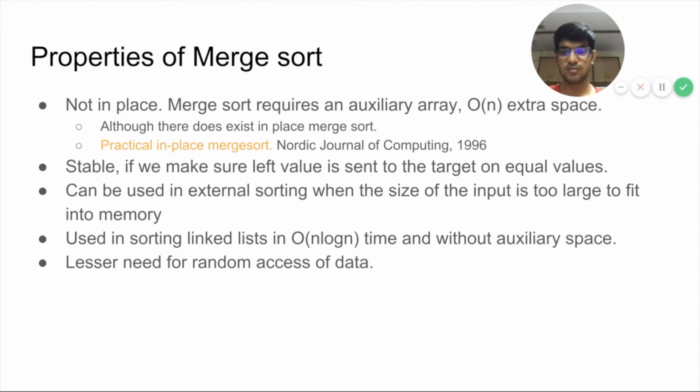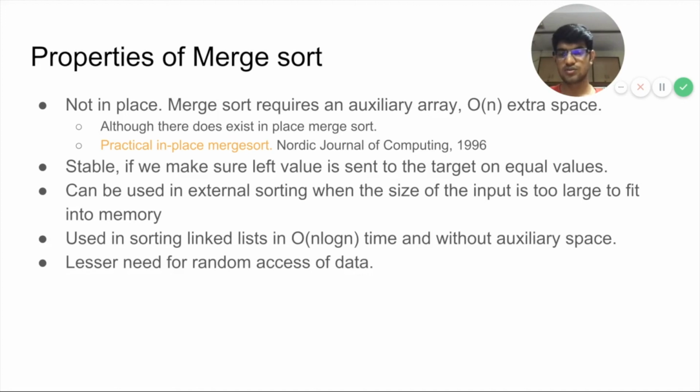If the size of the input is small enough such that the entire input can be read at the same time, then it is called internal sorting. However, if the input is so large that it cannot be read at the same time, then it becomes the case of external sorting. Merge sort can be used for external sorting when the size of the input is too large to fit into memory.